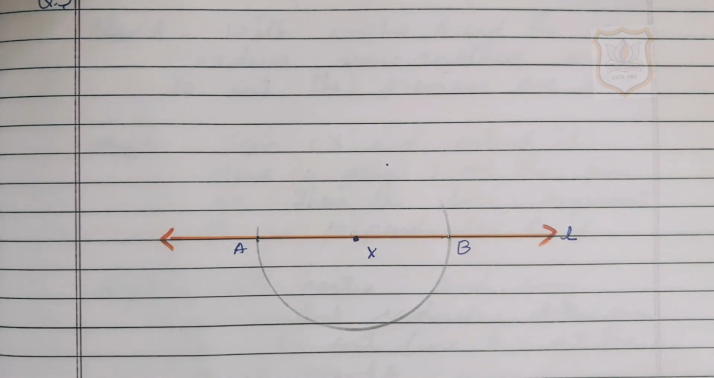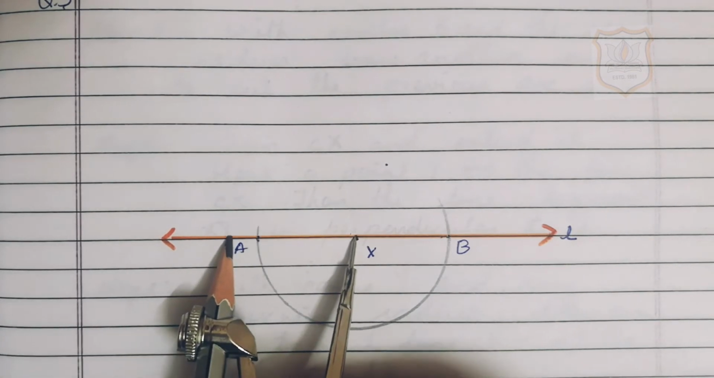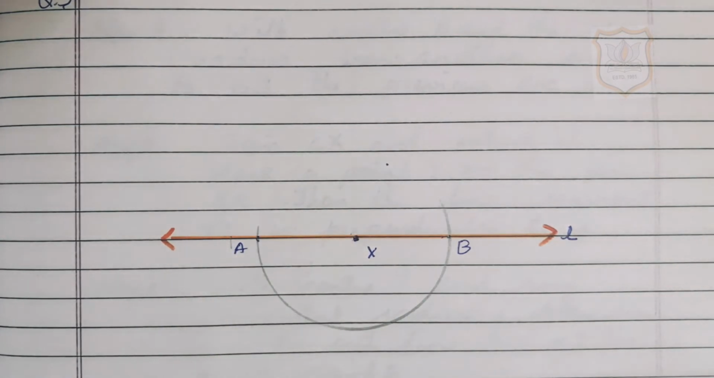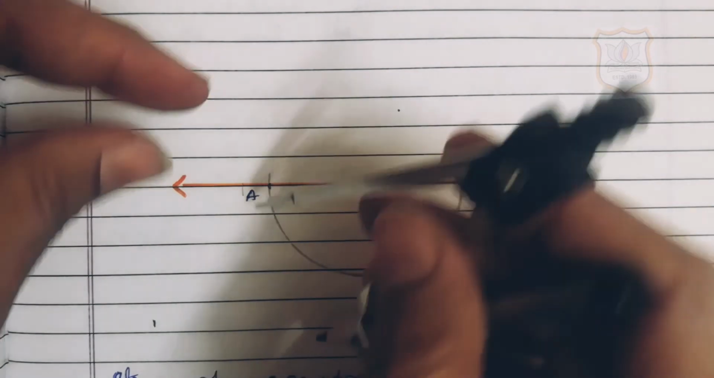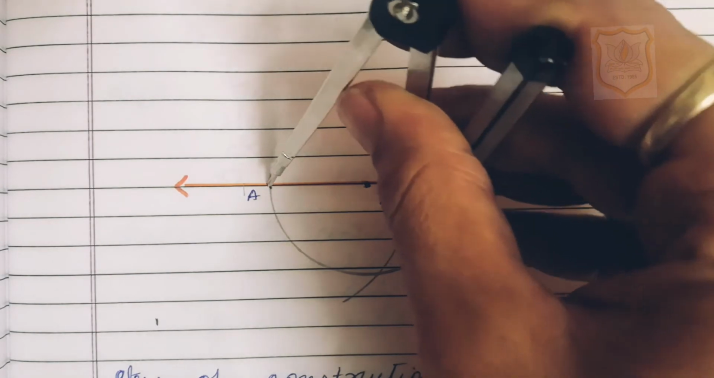Step 3 is with the center A and radius more than the length of line segment AX. Students, this much is line segment AX; we have to take a length which is more than AX. In this way we have to take a length more than AX, and we have to draw an arc taking center A. Students, in this way we will draw an arc.